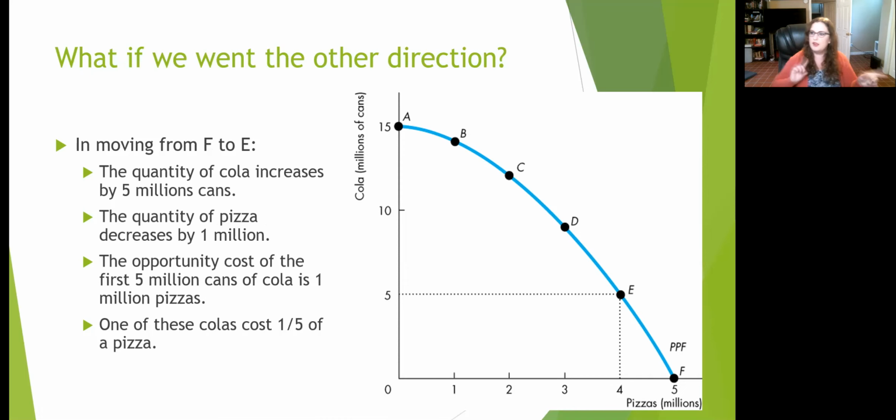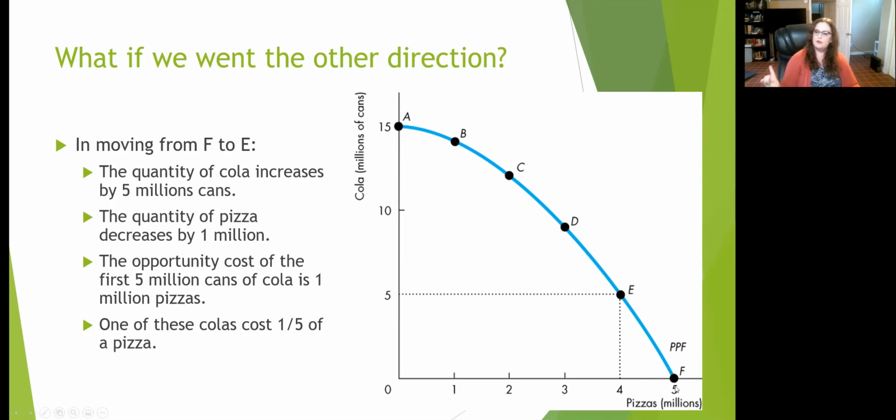Now, let's say we're going the other direction, okay? So we're starting at F. We have 5 million pizzas and 0 sodas. But what we want, because we're real thirsty, they put a little bit too much salt on that crust, we're kind of thirsty right now. We do not want to live with only 5 million pizzas. We would really like a nice, refreshing soda at this point, right? Well, let's say that we want to move from this 5 million only pizza world to instead a 4 million pizza world that has 5 million sodas in it.